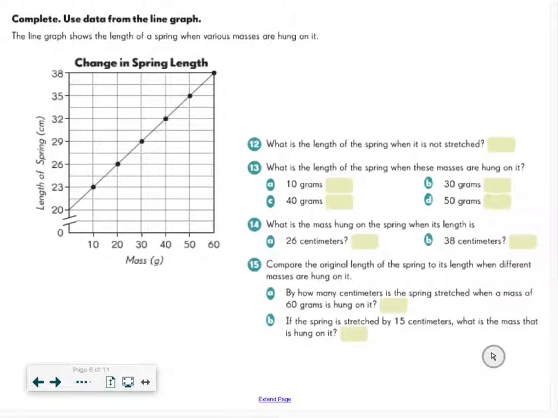And then it says, what's the length of the spring for these? So 10 grams, you just go up, that's 23. 30 grams, you go up, and that's 29. 50 grams, you go up and over, and that's 35.